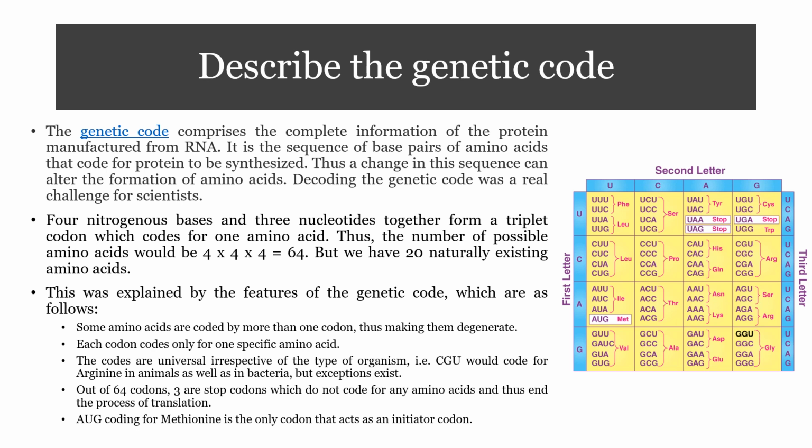Some amino acids are coded by more than one codon, thus making them degenerate. Each codon codes only for one specific amino acid. The codes are universal irrespective of the type of organism, such as CGU would code for arginine in animals as well as in bacteria, but exceptions exist. Out of 64 codons, 3 are stop codons, which do not code for any amino acid and thus end the process of translation. AUG, coding for methionine, is the only codon that acts as an initiator codon.